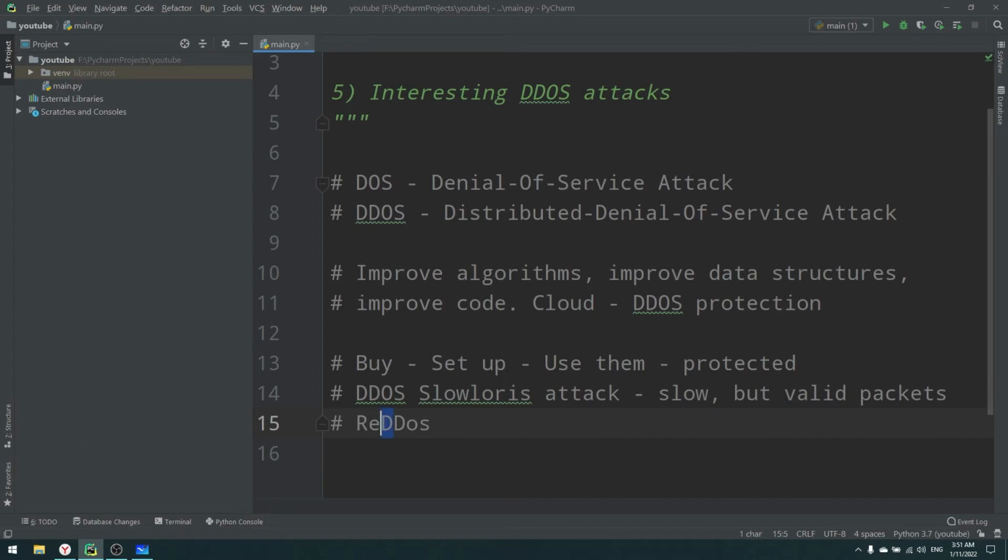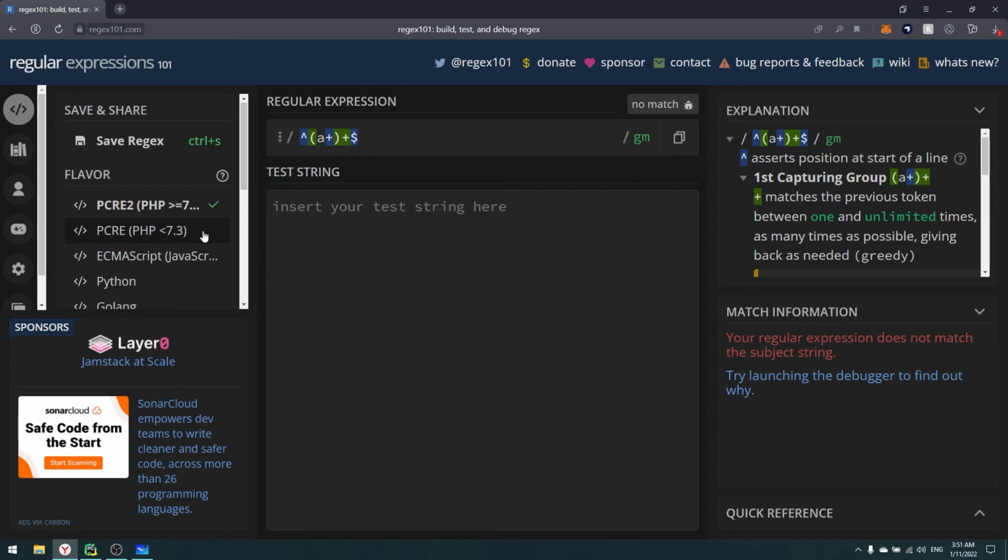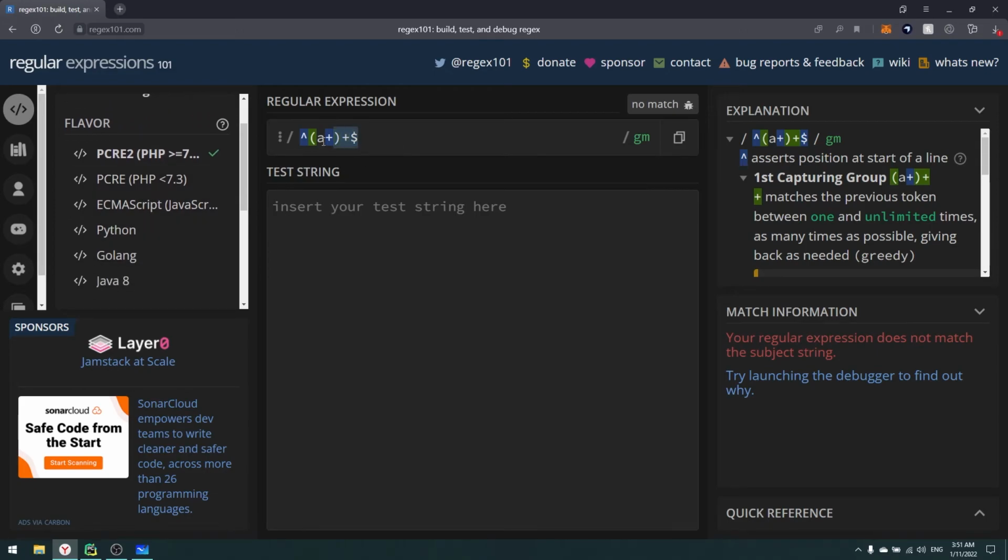As you can see, it's not DDoS, it's DoS attack. He can ruin your whole application. So if you have never worked with regular expressions before, it's like a string that allows you to search for some substrings. So for example, what we have here, start of the string.